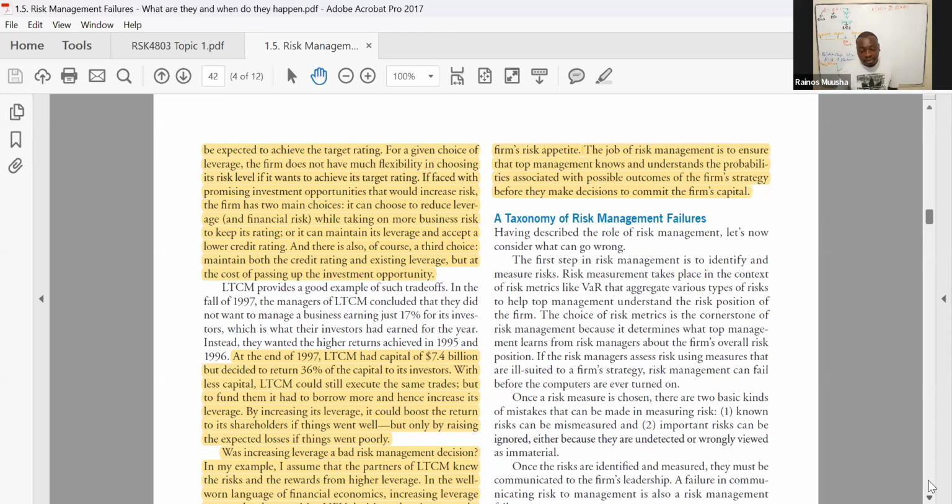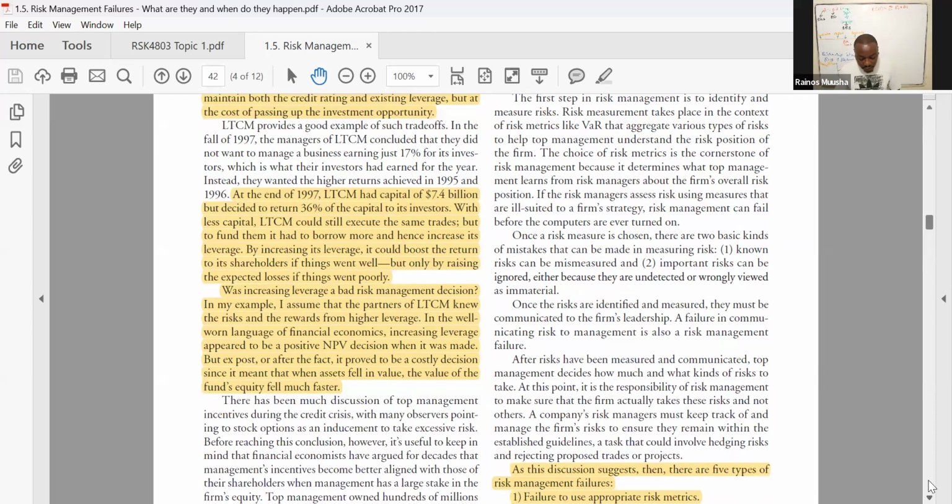So it's more like a seesaw in trying to achieve that optimal risk level that the organization wishes to maintain. So as they say, at the end of 1997, LTCM made capital of 7.4 billion, but decided to return 36% of the capital to its investors. Remember, 1997 is before the disaster year of 1998. So do you see that in 1997, before the disaster, LTCM was sitting with a capital of 7.4 billion, but decided to return 36% of the capital to its investors?